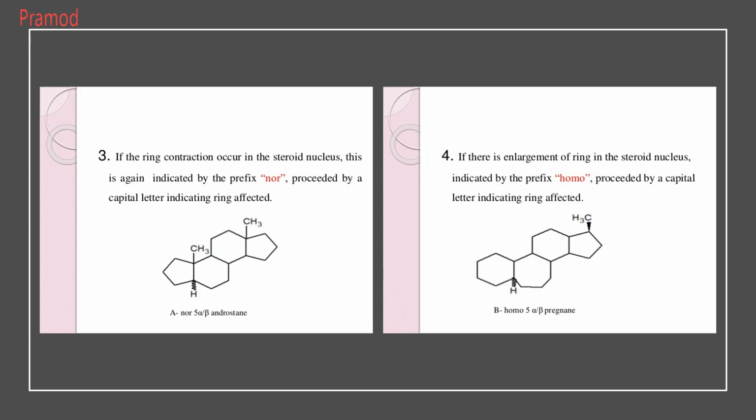If there is a ring contraction, you put the prefix nor. For example, A-nor, where you indicate the ring followed by nor. This is how you represent the structure when there is a ring contraction. Now if there is a ring expansion, then it is known as homo. You write the name of the ring where there is an extension followed by homo and the name of the steroid. So this is homo when there is an increase in the size of the ring.